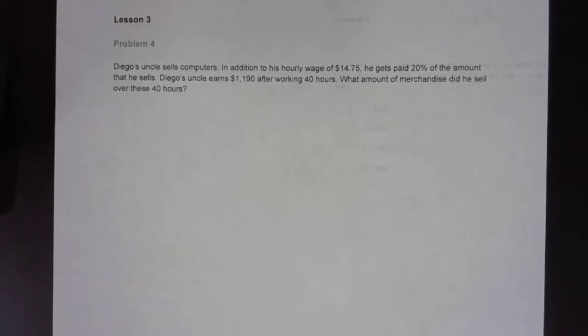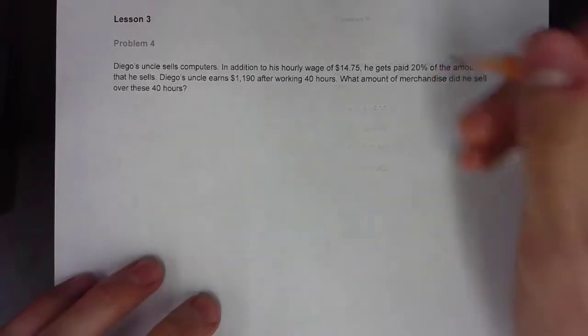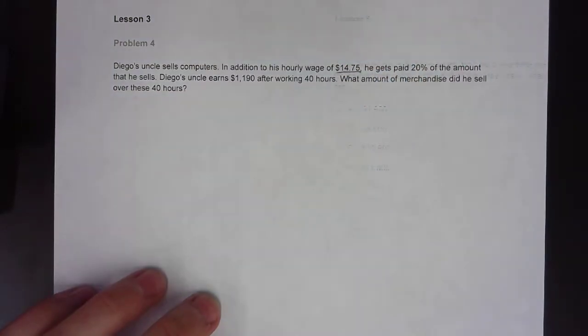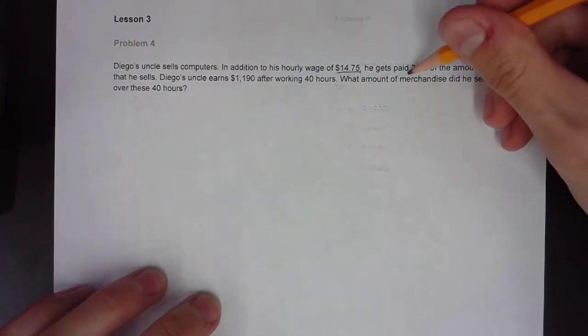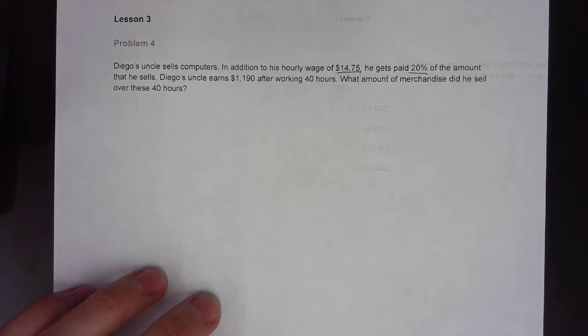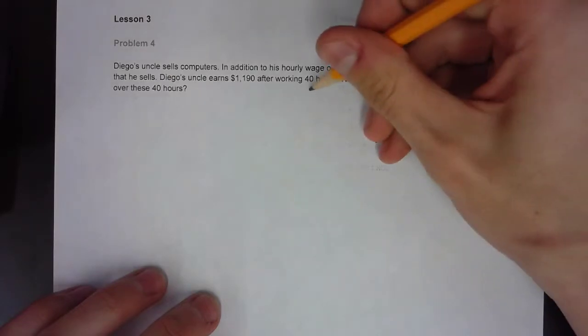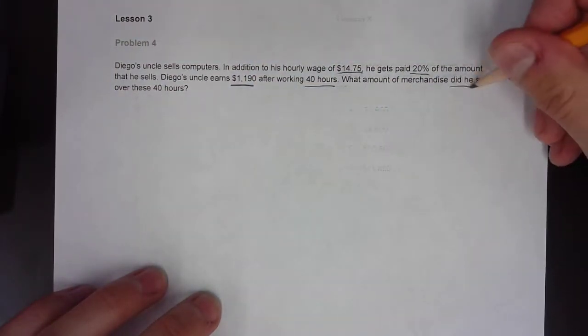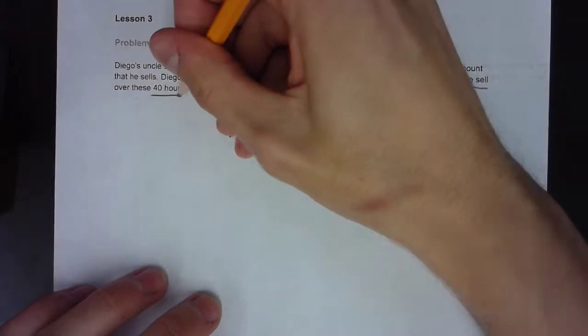All right, so Diego's uncle sells computers. In addition to his hourly wage of $14.75, he gets paid 20% of the amount that he sells. Diego's uncle earns $1,190 after working for 40 hours. What amount of merchandise did he sell over these 40 hours?